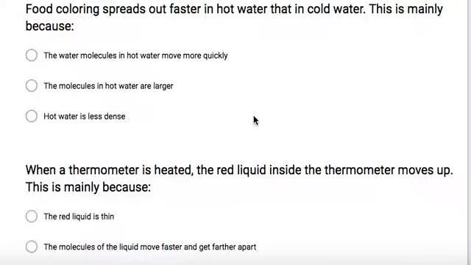Food coloring spreads out faster in hot water than in cold water. That is mainly because the water molecules in hot water move more quickly, the molecules in hot water are larger, hot water is less dense.